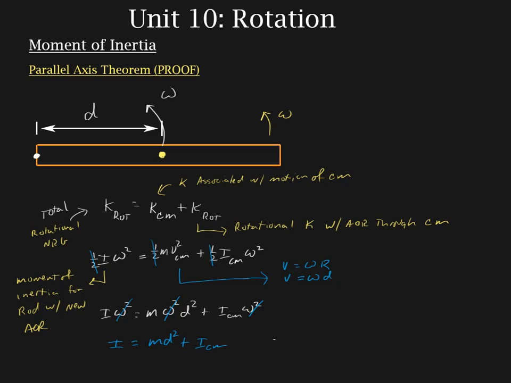This is the parallel axis theorem. We just have to rearrange it into the standard form, move these two terms, switch them with each other, and we get I is equal to I through the center of mass plus md squared.